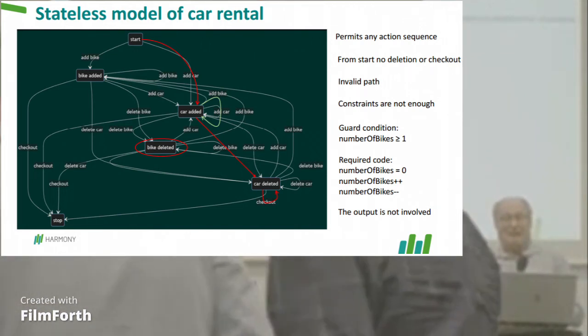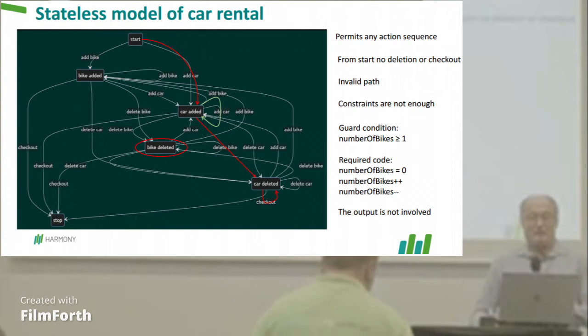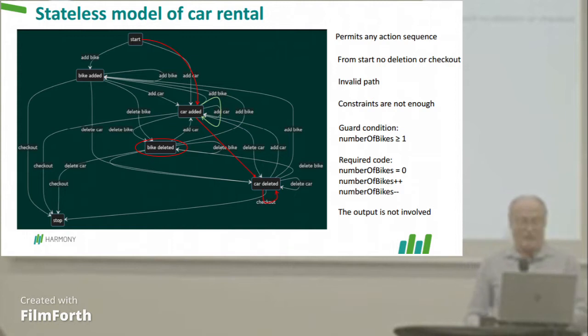So here is the model. This is a stateless model where the edges are transitions or actions, and the nodes are responses. It's obvious that from the start point, we can only add a bike or add a car. I will ignore the stop node because it's not important. And from all the other nodes, we can add and delete a bike and add and delete a car.